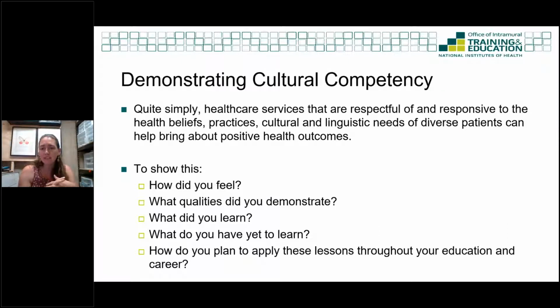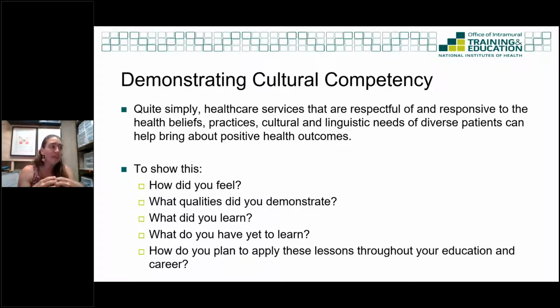What types of volunteer experiences have you had that can demonstrate your cultural competency? What qualities did you demonstrate in those experiences, and how will those help you? How have you developed them, and how will they help you as you move on to medical school? What are the types of things that you learned about people, about physicians, about our healthcare system? What do you have yet to learn?